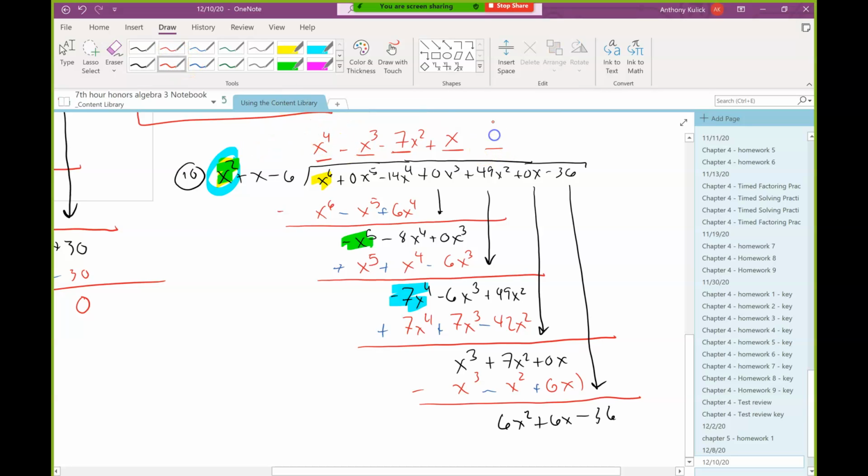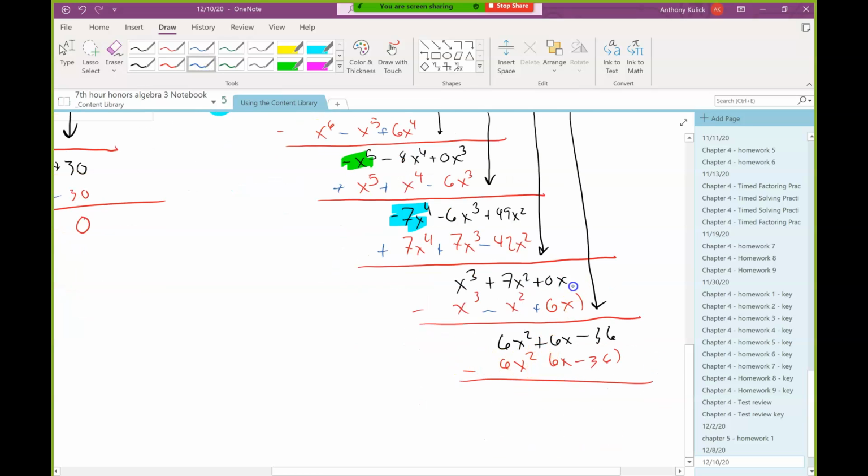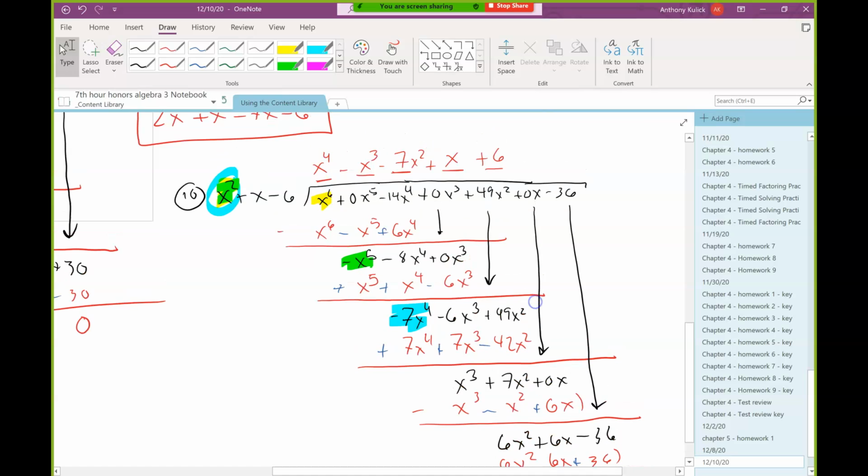We'll go back to the top and ask ourselves how many times does x squared go into 6x squared? Well, just 6 times. Multiply that through. Distribute the negative. And then add down, gives me 0 again. So this piece is just going to be my answer.